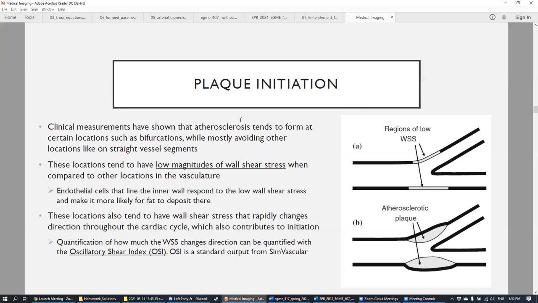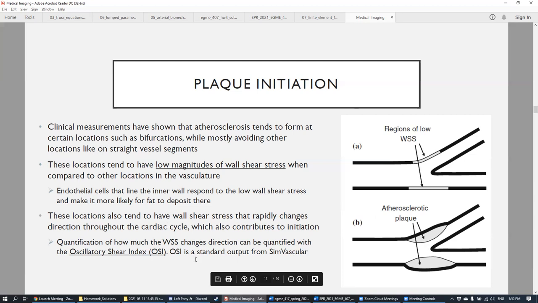Okay. And this has been shown by a lot of different studies. This is another reason why wall shear stress is such an interesting quantity for cardiovascular simulations, because it can predict when and where plaque is going to build up. So areas where you have low wall shear stress are interesting to look at, as potential danger areas where plaque is going to build up.